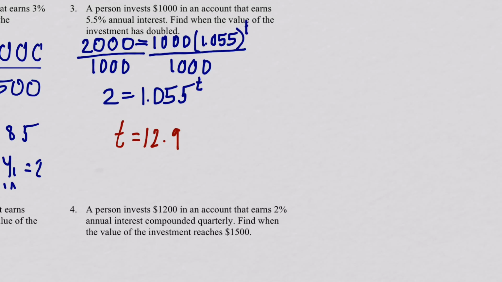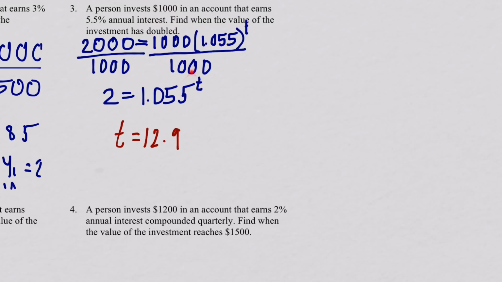Okay, so here we go. Number 3, a person invests $1,000 in an account. Here's my answer. I got 12.9 years. So here's how I did it. I put in 2,000 for the final amount because the question is when has the value doubled. If you started with 1,000, double means 2,000, right? P is 1,000, which is the principal. The rate is 5.5%, which in decimal form is 0.055. So it's 1.055, 1 plus R.